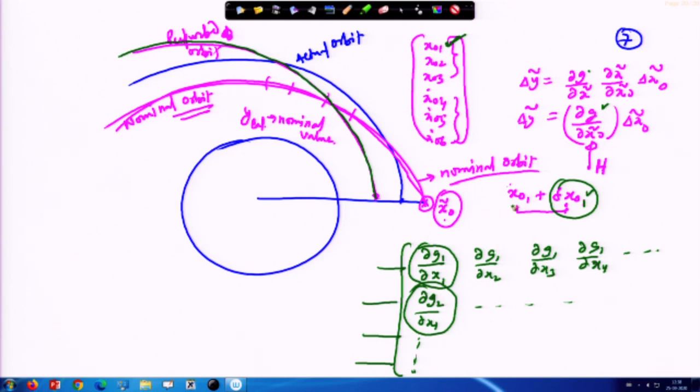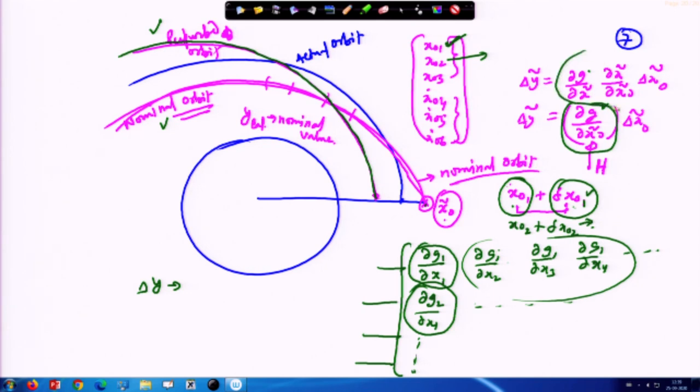Next, you restore this back to the x 0 1 position. Again we come to the nominal value, then next time we perturb the second element, this one, by delta x 0 2. Then again we do the same propagation of the orbit and calculate these quantities. These are the partial derivatives. How much will the y value change, delta y? You just calculate the difference between the perturbed value and the nominal orbit. If you subtract them at that point and divide by this delta x 0, you directly get this quantity.